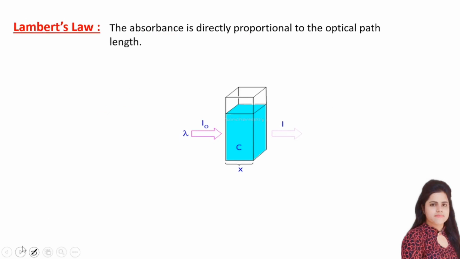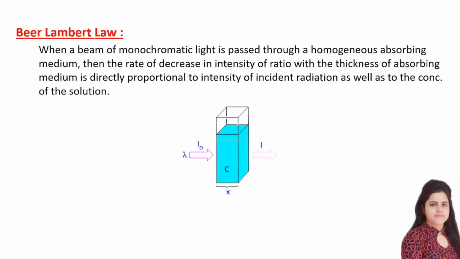Next thing is Lambert's law. Lambert's law is saying the absorbance A is directly proportional to the optical path length X. So the relation is A is directly proportional to X. This is Lambert's law. Now we have to go for the combined law, that is Beer-Lambert's law.